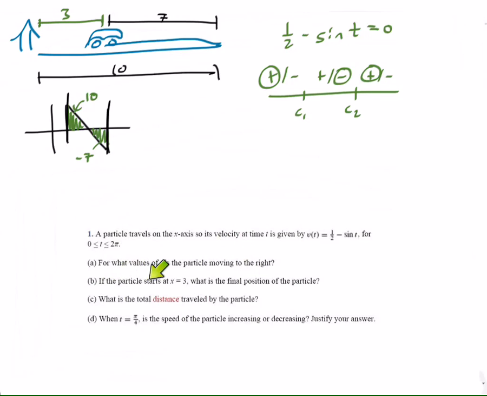Now it says if the particle is at x equals 3, what is its final position? Now what you need to know is its displacement.